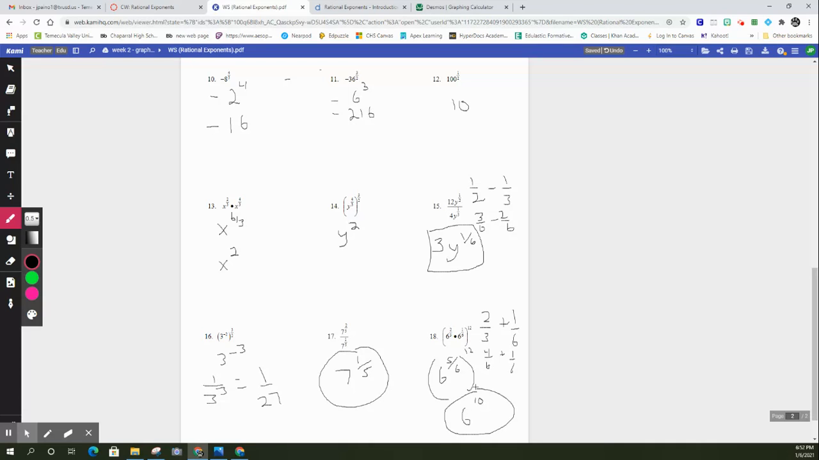All right, and so, parentheses are important. Where that negative sign is, is important. Okay, looking at the base, making sure the bases are the same, so we can follow the properties of exponents. All that stuff is very important.